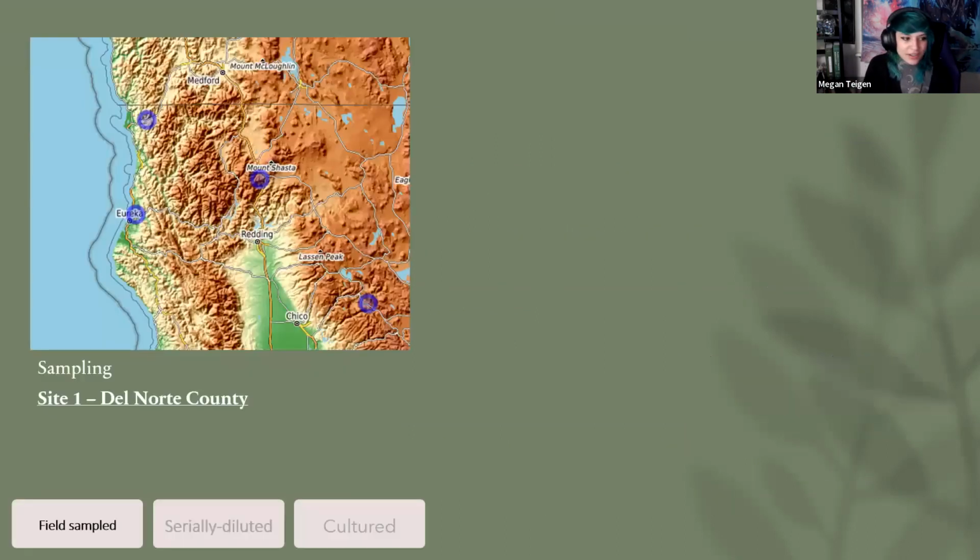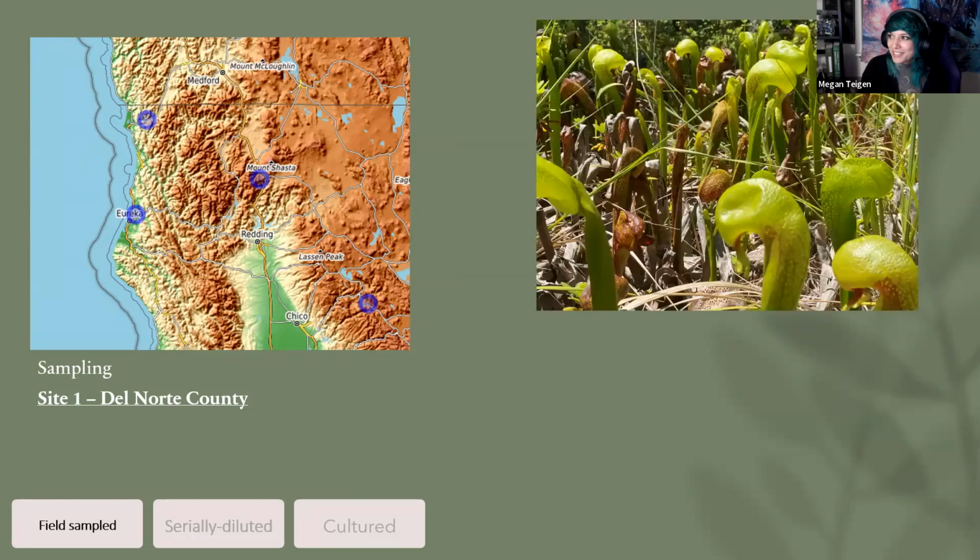So I'm going to talk about our sample sites a little bit. The first site we visited was in Del Norte County, up here by Gasky. It's pretty easy to access, and possibly quite a few of you have seen it, but this is the nature trail right off of Highway 199. It's a well-traveled trail. Here's a picture from that site. Here's some of the Darlingtonia we saw.